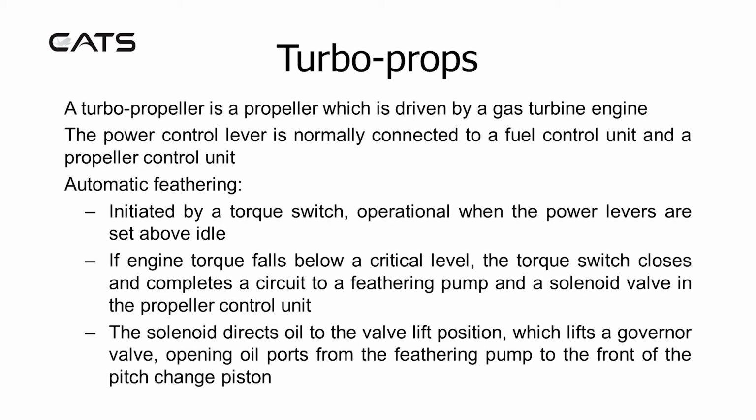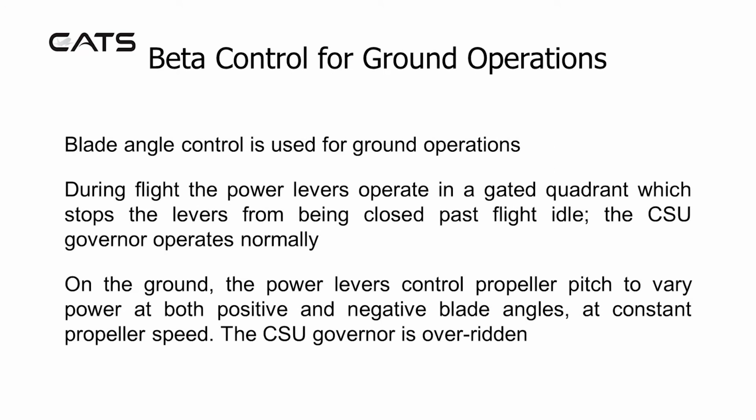The solenoid directs oil to the valve lift position, which lifts the governor valve, opening oil ports from the feathering pump to the front of the pitch change piston. Beta control for ground operations. Blade angle control is used for ground operations.